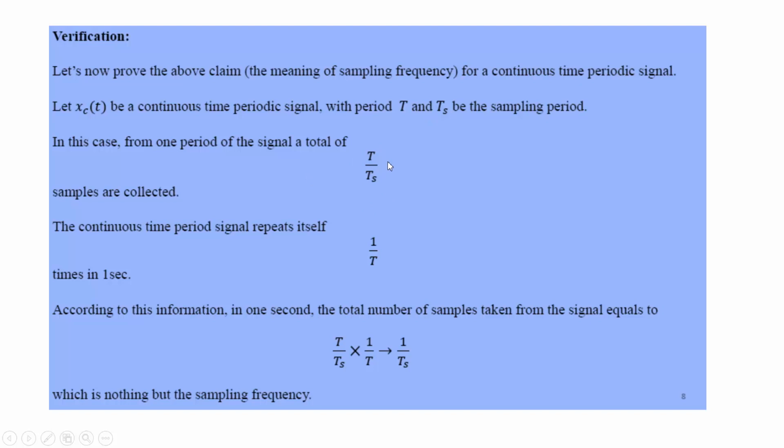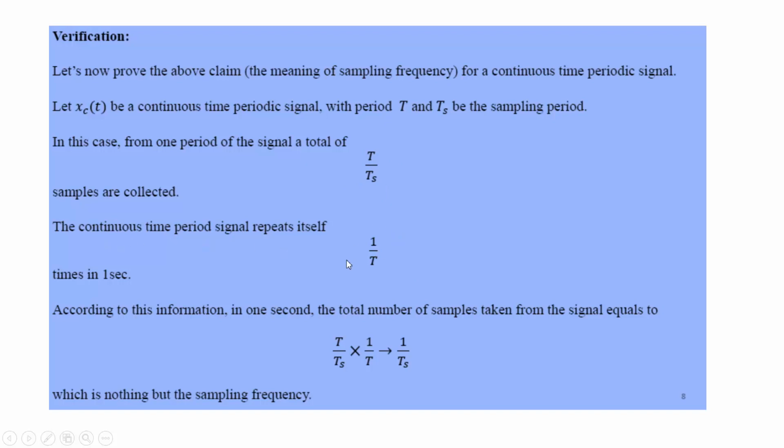This is important because if Ts is the sampling period and capital T is the period of the sine wave, we want to know how many samples are present in this period. If Ts is the time, then one sample is there, and if capital T is the time, then T by Ts will be the number of samples present in one period. One period means the period of the sine wave. We can calculate the number of samples from here in one period of the sine wave.